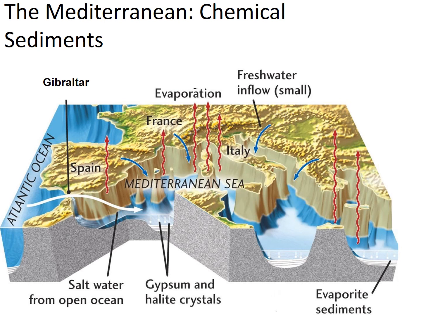So this is also showing the Mediterranean and chemical sediments. The chemical sedimentary rocks are forming in these areas, and you can see gypsum and halite are major minerals.